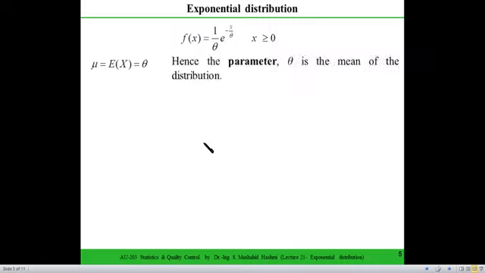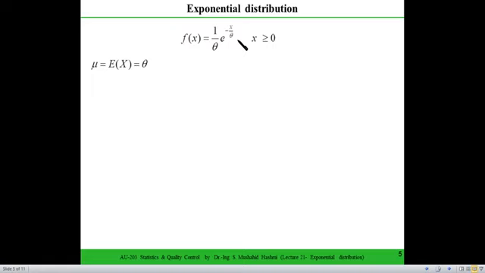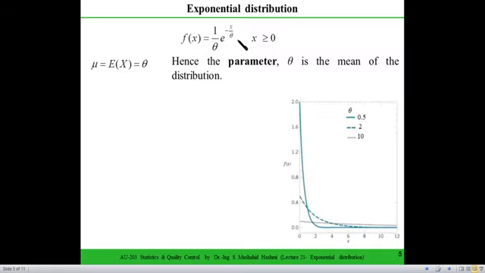I'm not integrating it, but when you integrate this function, theta times 1 upon theta, the theta cancels out, and you integrate it between the legal limits. You will end up with a value called the mean value. And here the mean value is actually the same thing as the parameter of the distribution. So whatever theta is, it is actually the mean value.